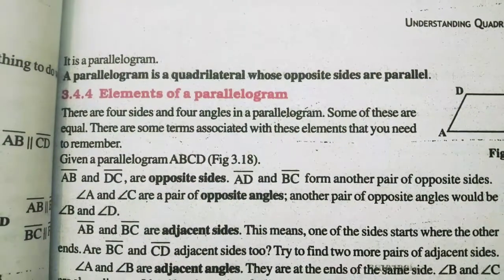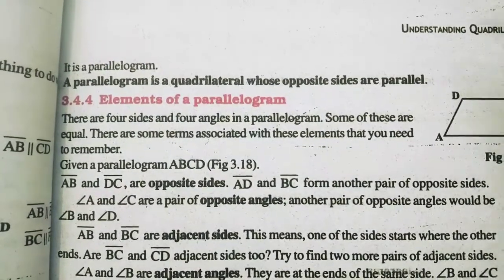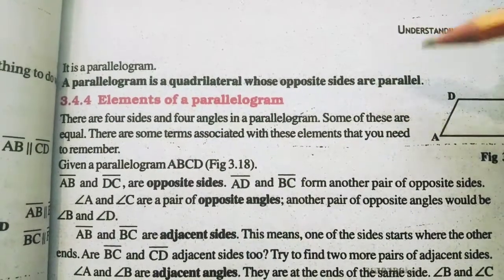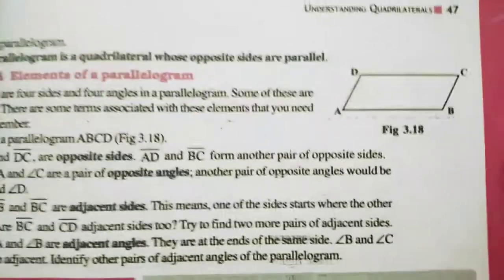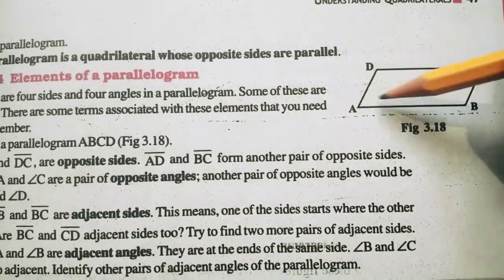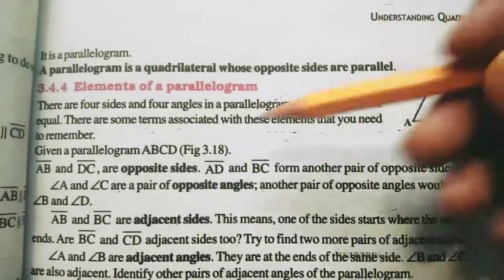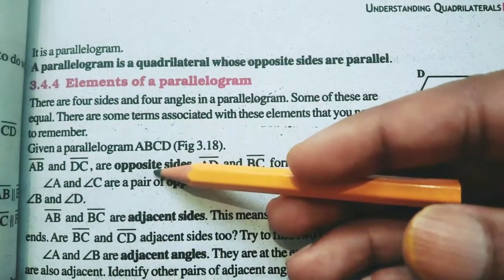It looks like a rectangle, but it is a slanting rectangle. The angles are not 90 degrees, and the opposite sides are parallel. This is the identification of a parallelogram. Here you can see this is a parallelogram, ABCD. Here AB is parallel to CD and BC is parallel to AD. Here it is written AB and DC are the opposite sides.